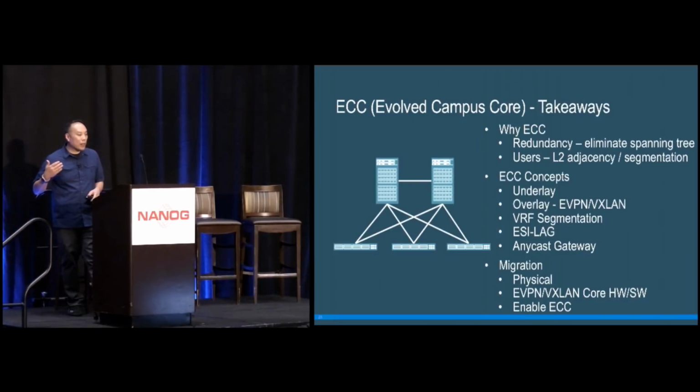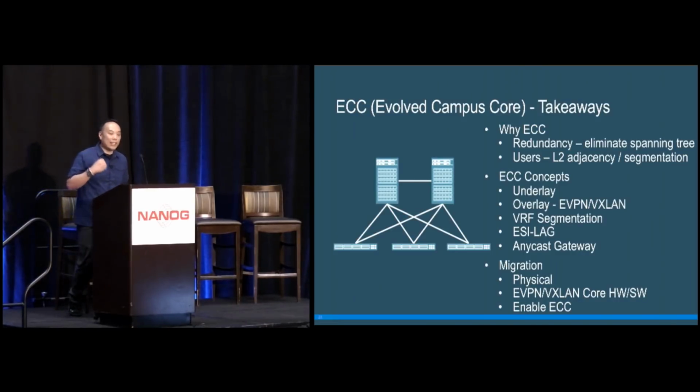So in summary, the takeaways: why ECC? Redundancy, users. Underlay, overlay using EVPN VXLAN, VRF segmentation, ESI LAG, and Anycast Gateway. And finally, the migration. 3 steps: physical, EVPN VXLAN core upgrades, and then enabling ECC.